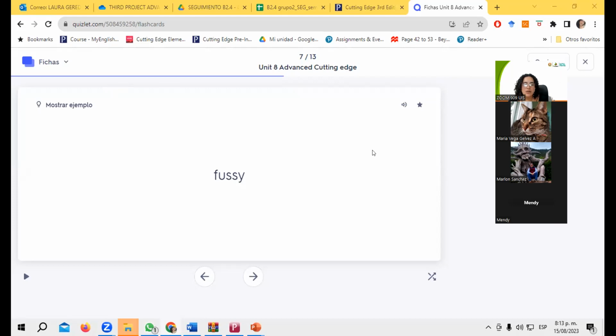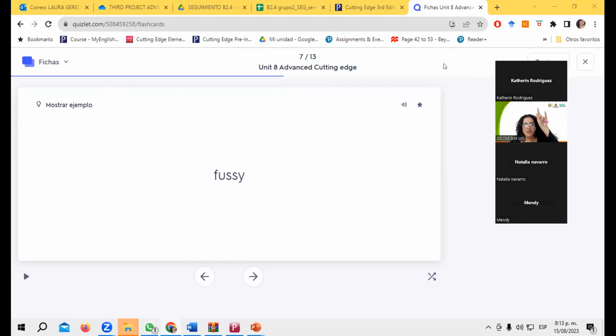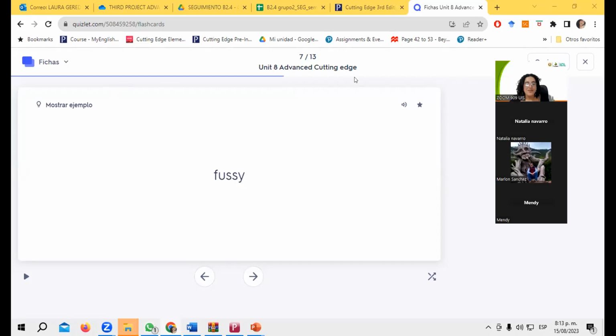Okay, let's see who remembers for an extra point. Who remembers? Or who can use it in a sentence? Oh, wait, raise the hand. It was Diego first. Teacher is a person who likes the details and is very strict with their things. Mhm.